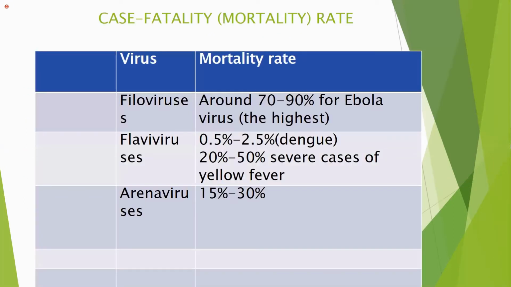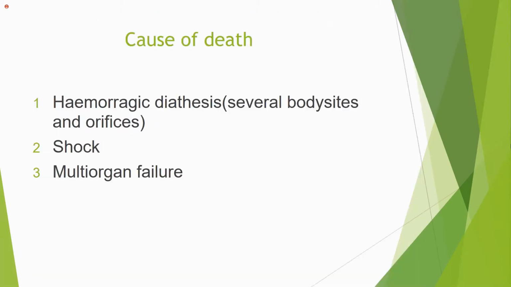So the case fatality or mortality rate. The filoviruses, in which the Ebola virus has the highest mortality rate, up to 70 to 90%. In flaviviruses like dengue fever, the mortality is 0.5% to 2.5%, and 20 to 50% in severe cases of yellow fever. For arenaviruses, the mortality rate is around 15 to 30%. So the cause of death in most patients is hemorrhagic diathesis, bleeding from different body orifices and sites, and also leading to shock and multi-organ failure.